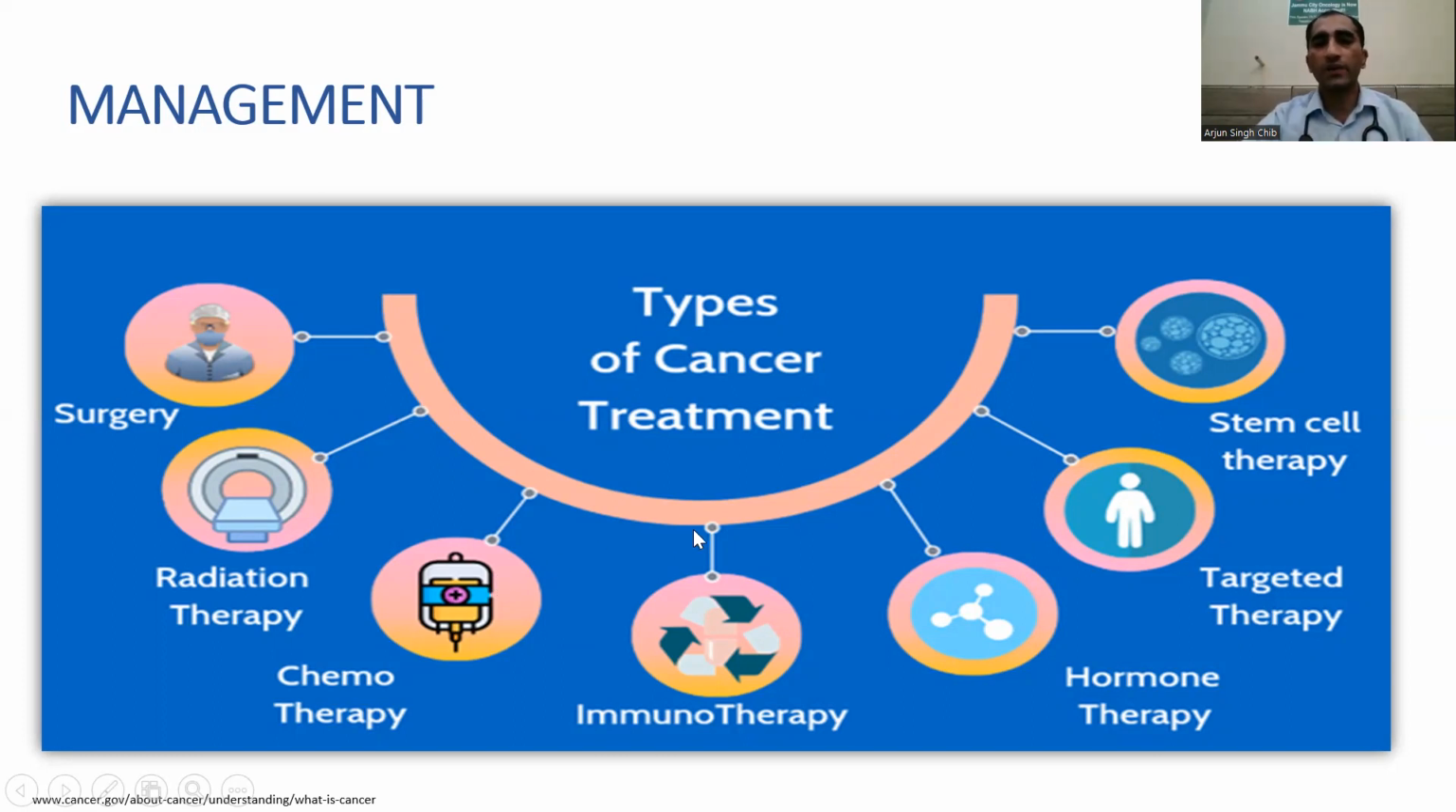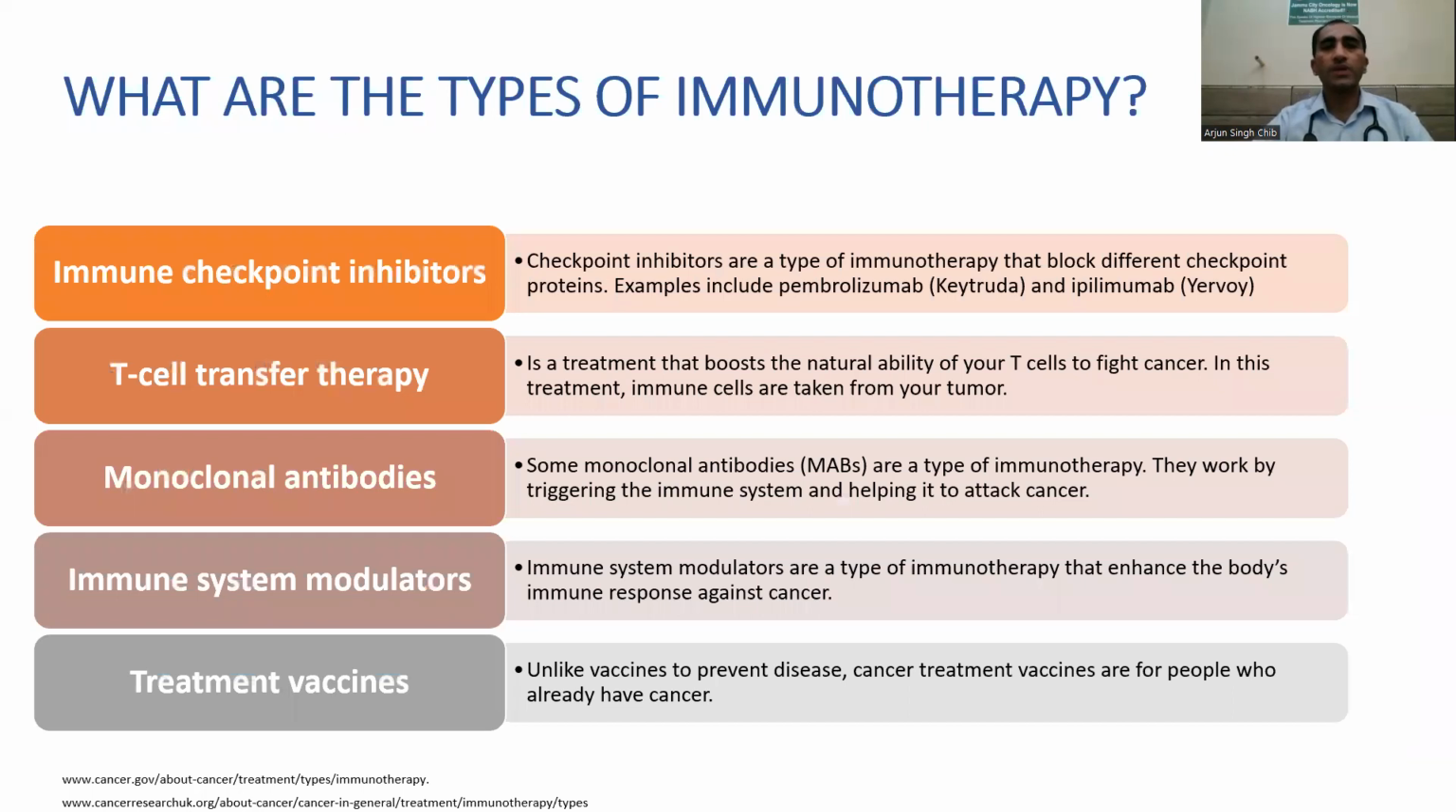Recently we have immunotherapy included in the management of cancer, along with hormone therapy, targeted therapy, and stem cell therapy. From chemotherapy up to stem cell therapy, all are given by a medical oncologist, or cancer specialist, because these are all medicines related to cancer treatment. Radiation therapy is given by the radiation oncologist, which is another branch of cancer treatment, and surgery is a different branch. Immunotherapy is what we are discussing today, and what types of immunotherapy we have in cancer these days.